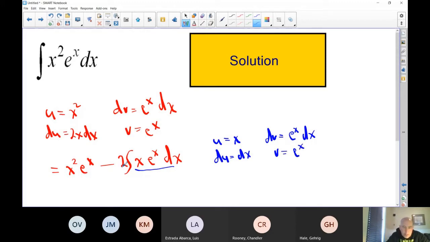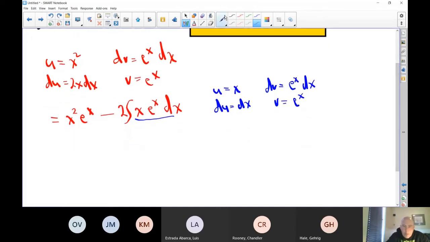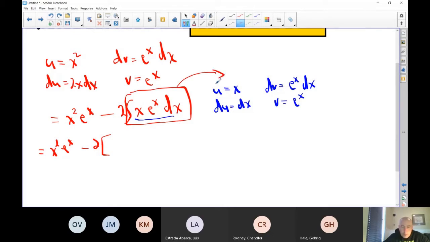Now, all of this stuff is still going to be here. I'll write that, and I'll keep it in red. So the answer is still x squared e to the x minus 2, and now I'm going to start my answer because I'm doing the integral of x e to the x dx, this whole part here. This integral is what I'm doing the by parts formula for. So the way this formula will work is uv, x e to the x, subtract the integral of v times du. du is just dx.